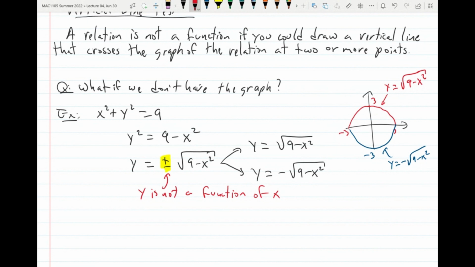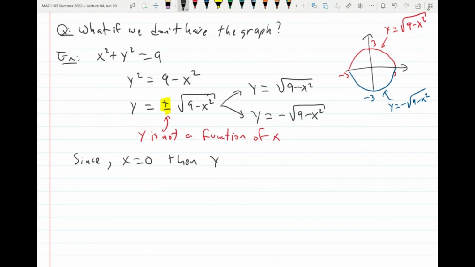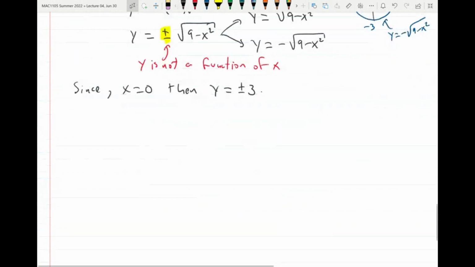So in this case, y is not a function of x because each x has two different y's. And now you can use a formula to find your counterexample. Let's say when x is 0, then y is going to be plus or minus 3. So 0 is related to either positive or negative 3, so it's not good. Okay, any questions? All right, so let me give you some examples.